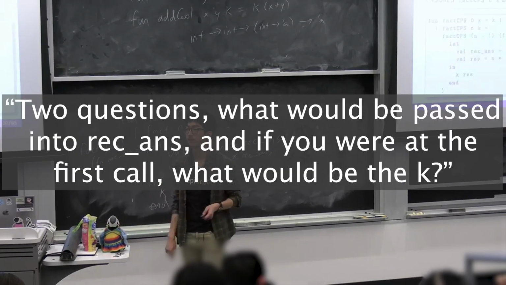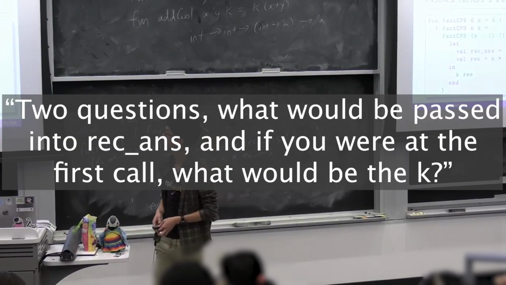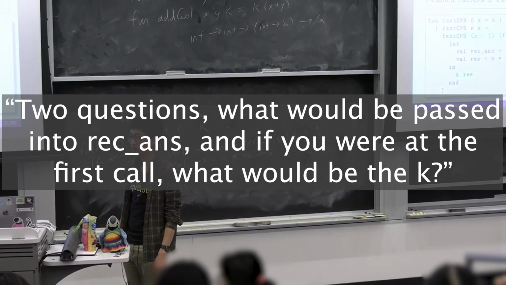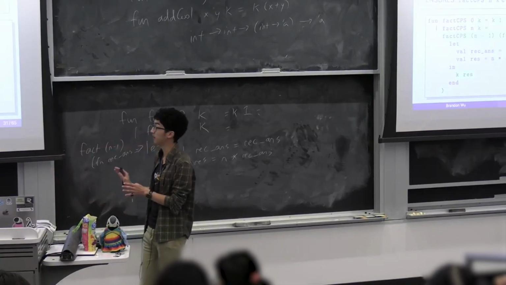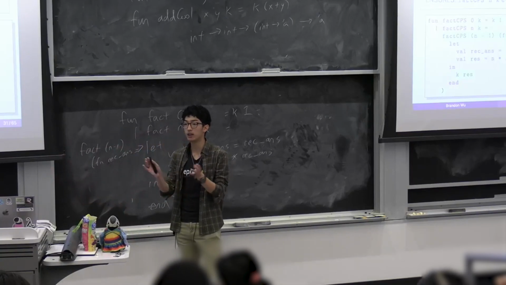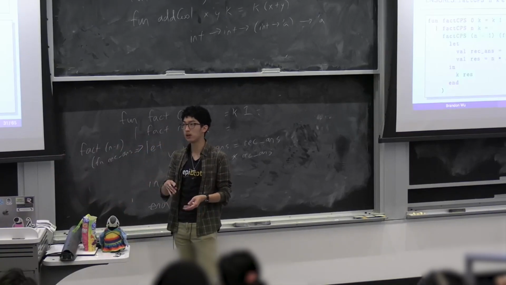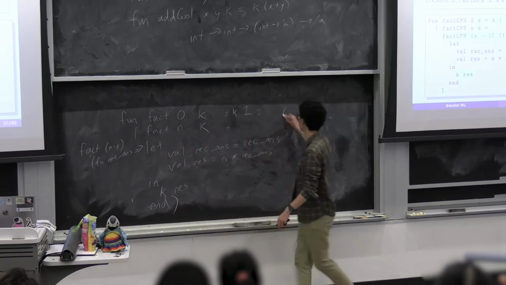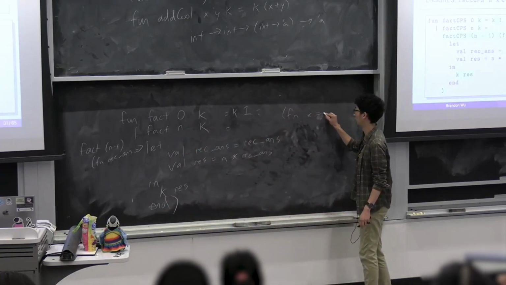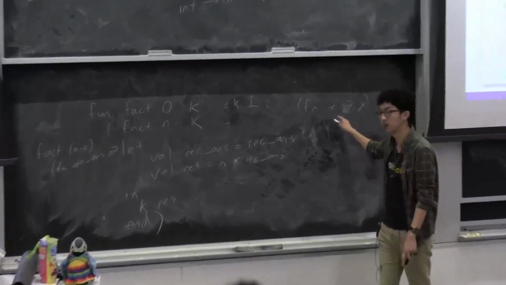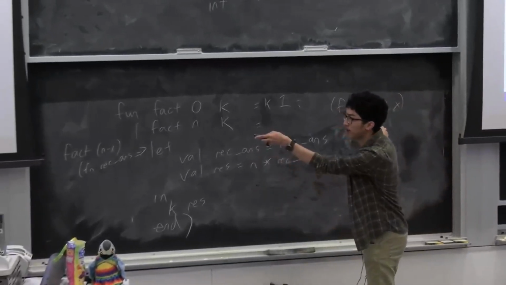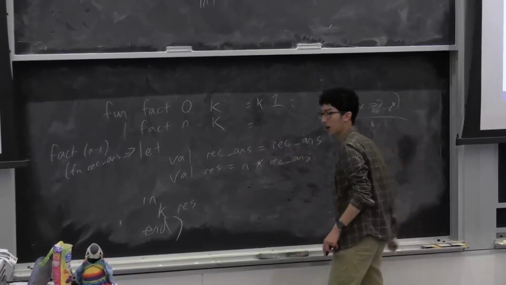Yes? So on the first call, the k can be anything. The k is an argument to fact CPS. If I want to call fact CPS, I can give it an original k that says, if I gave it like fn x goes to x, then it would be equivalent to fact, okay? But it could be different. It doesn't need to be, but it could be. For all intents and purposes, think about k as originally being this, okay?